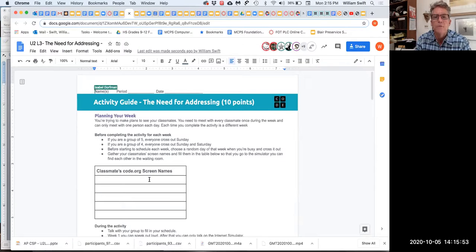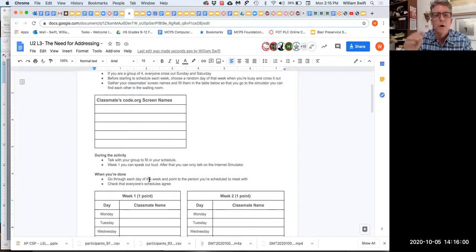Gather your classmates' screen names and fill them in the table below so that you'll be able to do it when you get to the simulator. During the activity, talk with your group about how to fill in your schedule. For week 1, for what we're doing right now, you can speak out loud. Once we get done with week 1, you're going to have to work through the internet simulator, and you're not going to be able to talk to each other. So pay attention while you're talking about how you're making these decisions.